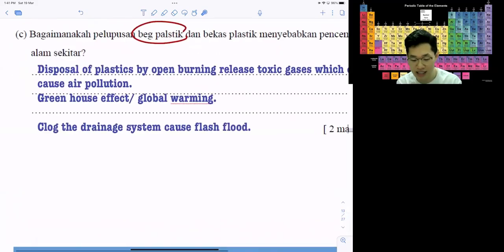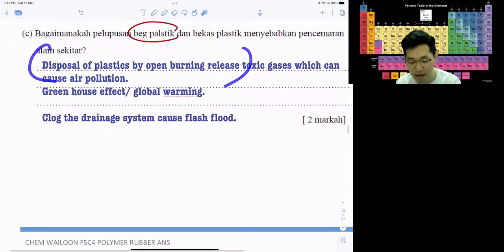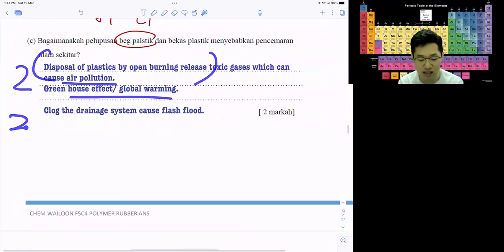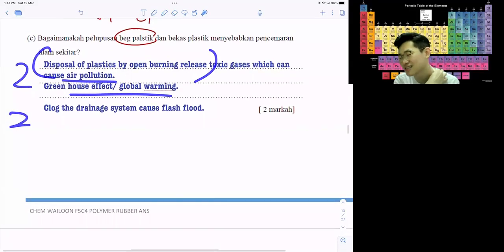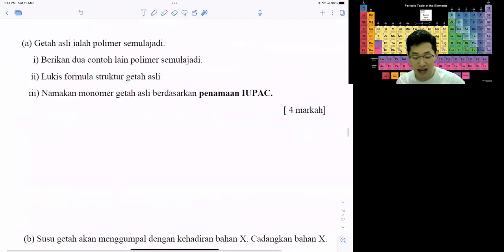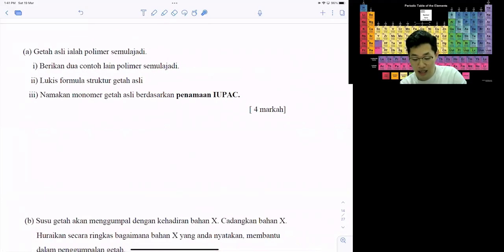Okay, so basically, this one causes air pollution or greenhouse effect. You have 2 marks already. 1, 2, 3. And then this one is mosquito, and the flash flood is another 2 marks. And then this one is all done already.